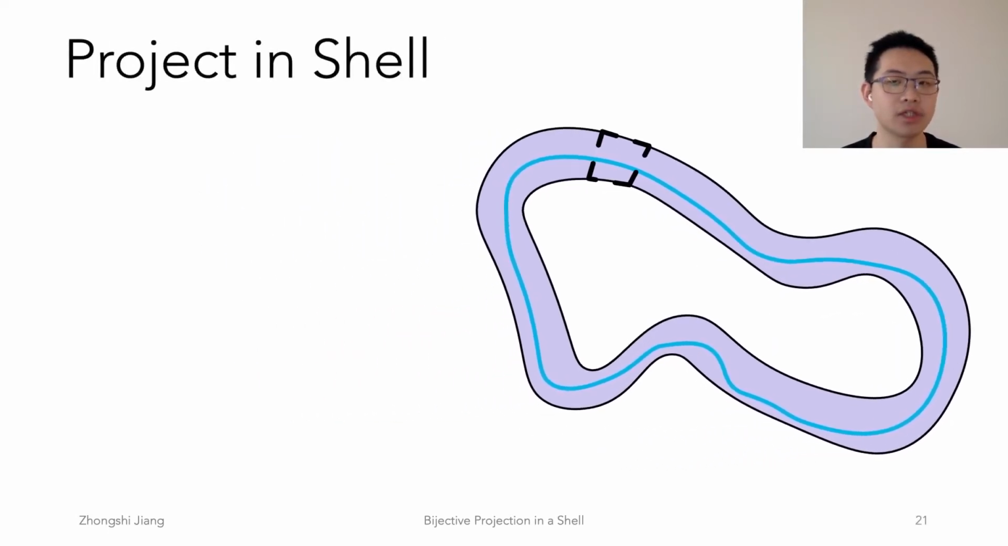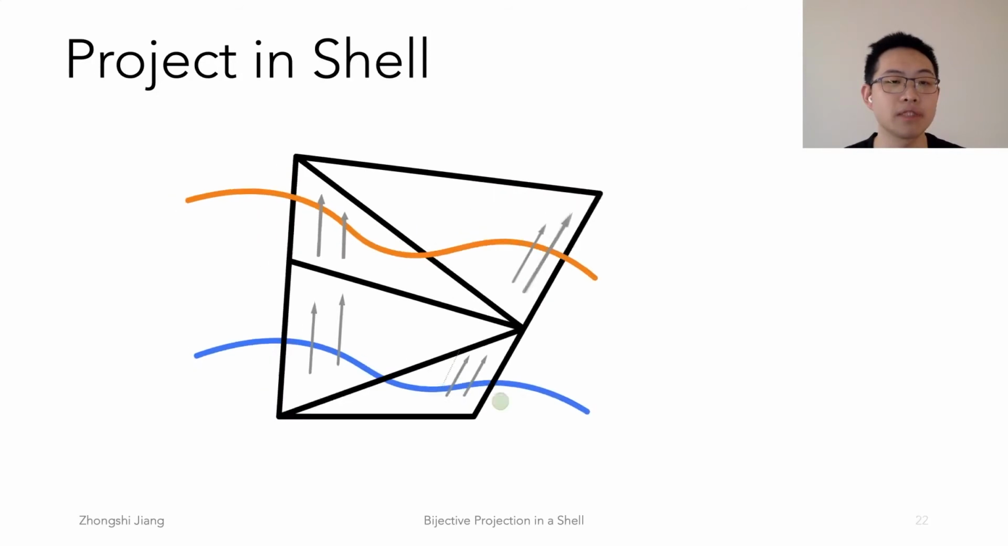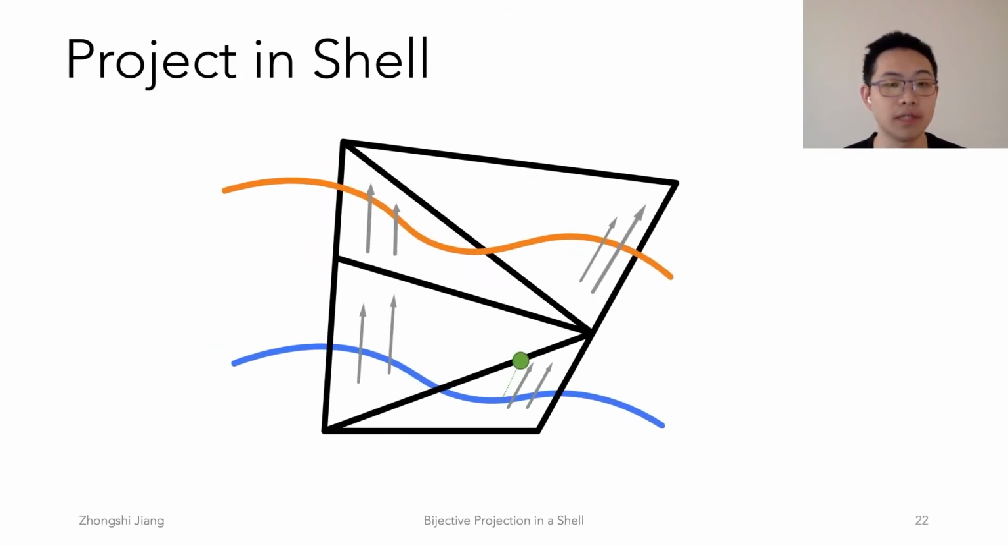Now, with this structure, we can associate two meshes in the shell. We look at one prism more closely. For an arbitrary point on one surface, it can follow along the direction of the vector field to travel until it hits the other surface. This provides us a way to associate any point on these two surfaces. But how can we make it bijective?